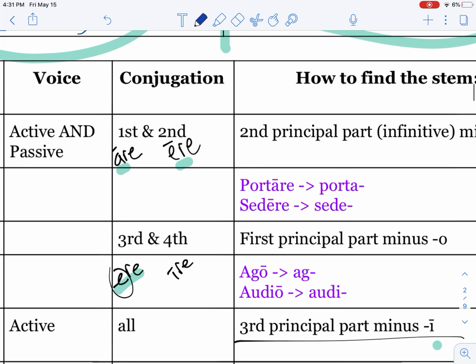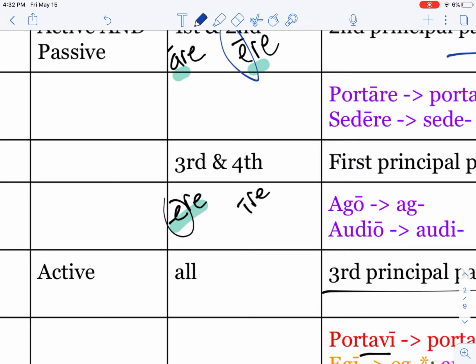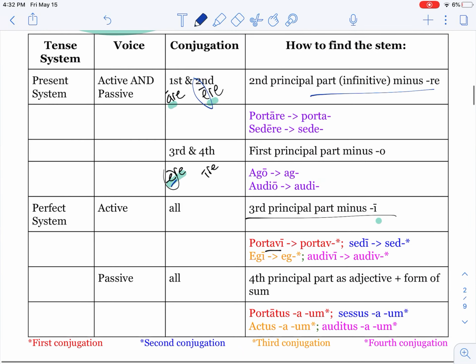A first and second conjugation verb is going to find its stem one way. If the infinitive ends in āre, it's first conjugation. If the infinitive ends in ēre with a long e, and that long e is important, it's going to be second conjugation. And to form a first or second conjugation present stem, I'm taking the re off of the infinitive. So portāre becomes portā, sedēre becomes sedē. And for third and fourth conjugation verbs, the infinitives will be either ere with a short e, again, very important, or īre with a macron. And you're going to go to the first principal part and take the o off of it to find that stem. So it really depends on your conjugation.